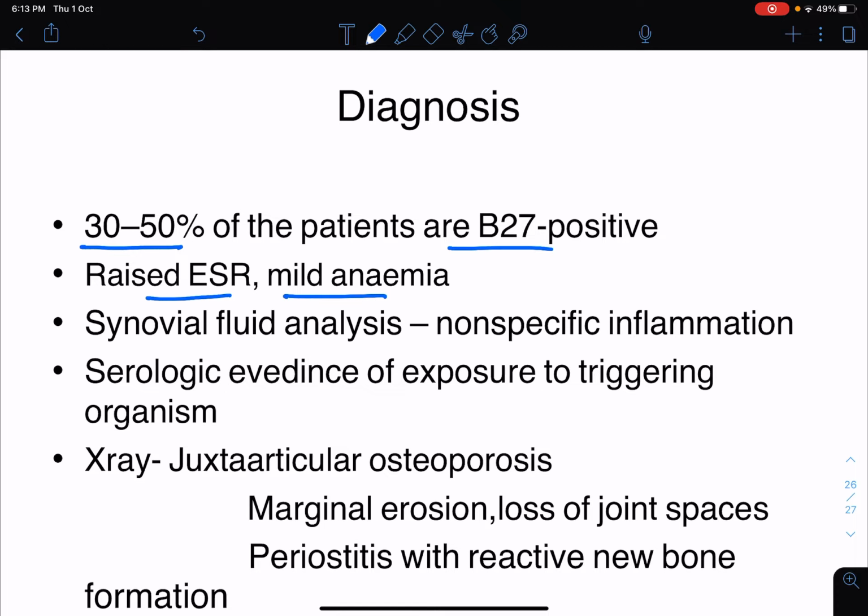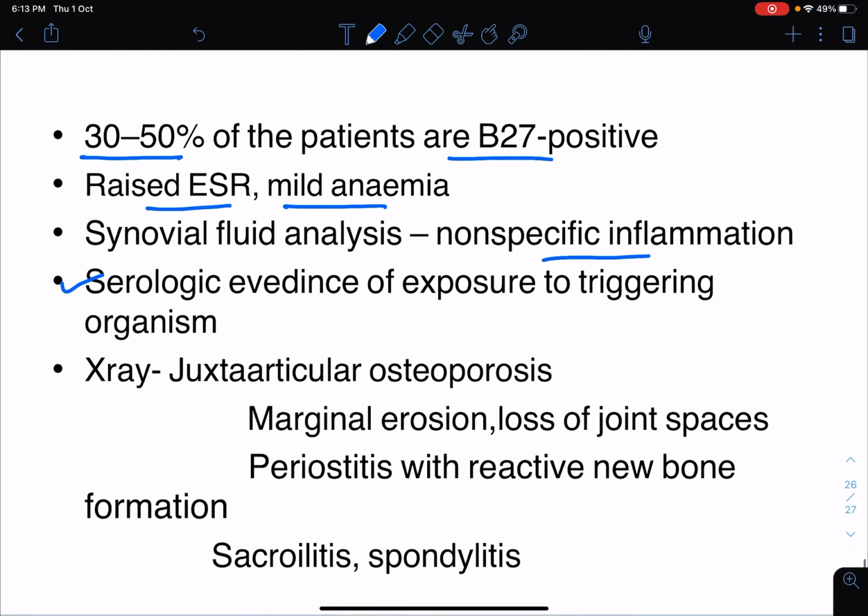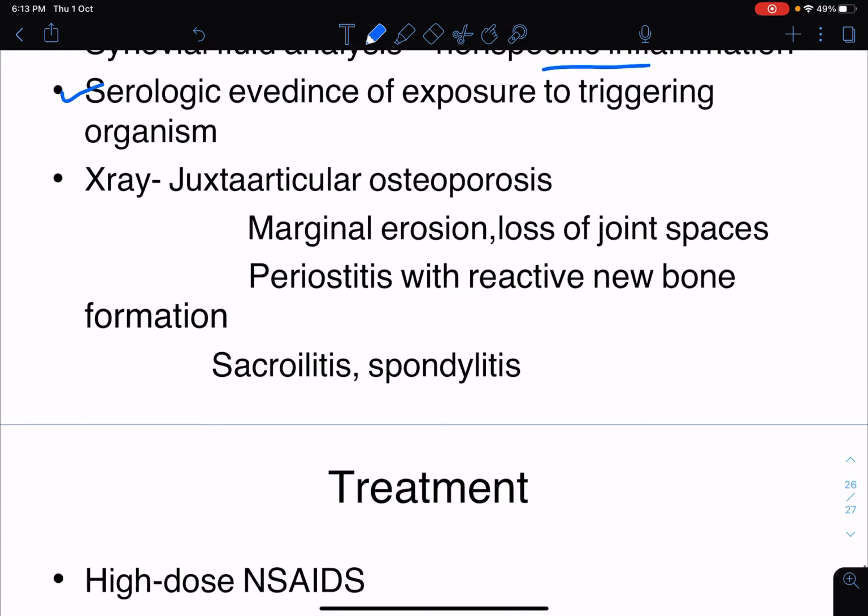In synovial fluid analysis, there will be non-specific inflammatory findings. There may be serological evidence of exposure to triggering organisms. In the X-ray of the involved joint, we may find juxta-articular osteoporosis, marginal erosions, and loss of joint spaces. Periostitis with reactive new bone formation is quite typical for reactive arthritis, and there will be sacroiliitis and spondylitis.